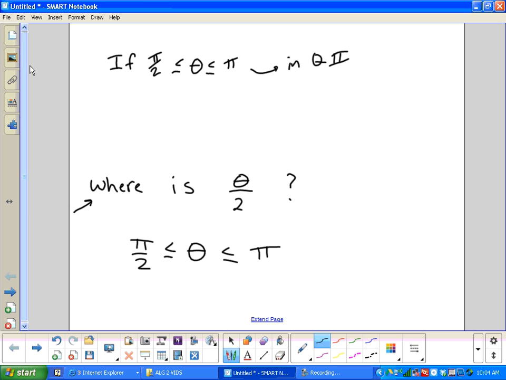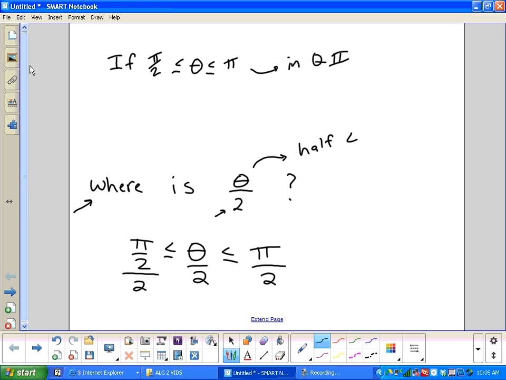Now, to find out where theta over 2 is, what I'm going to do is take theta right there and divide by 2. If I divide this by 2, I've got to divide everything by 2, so I divide this by 2 and this by 2. By the way, when we ask where is theta over 2, what's another word for that? This is called the half angle. So if the angle's in quadrant 2, what quadrant is the half angle going to be in?